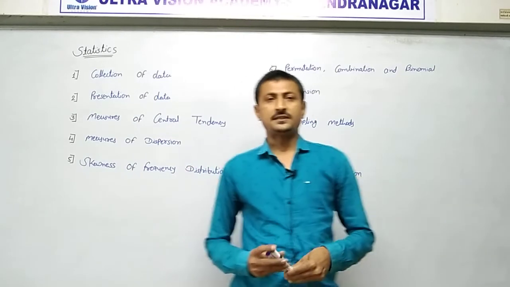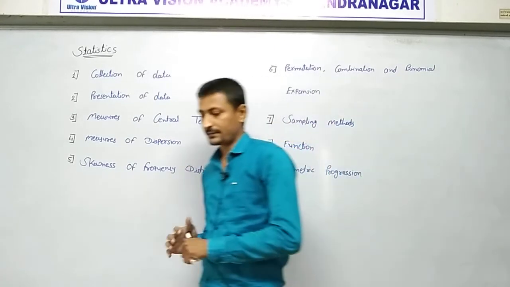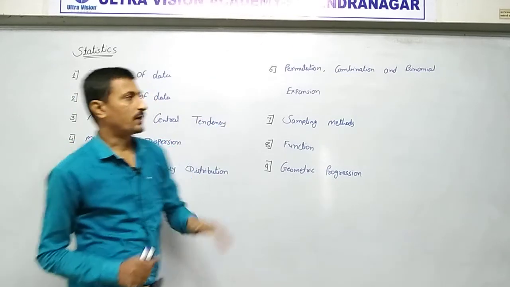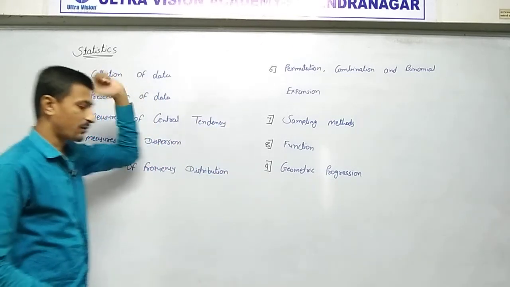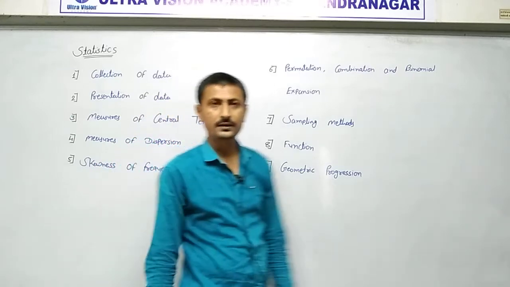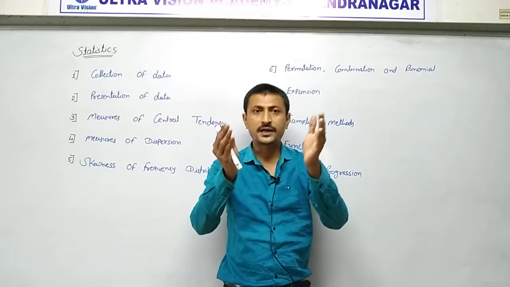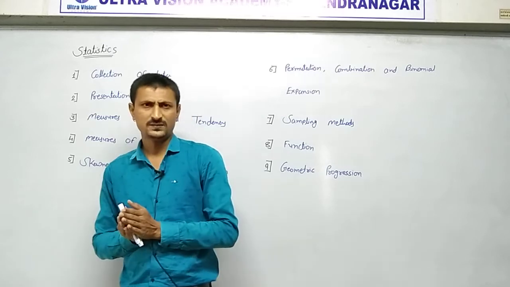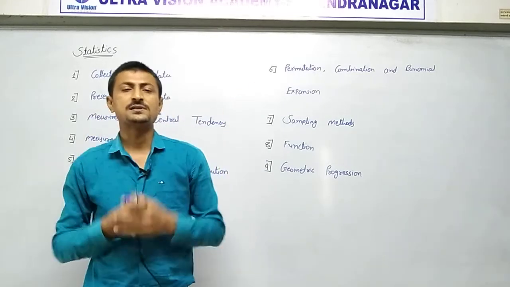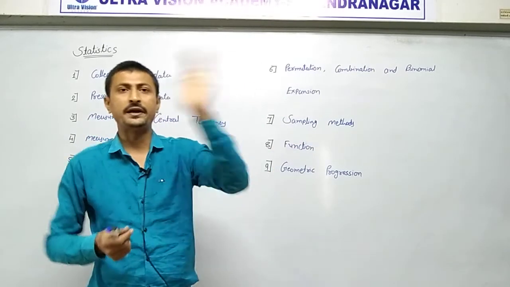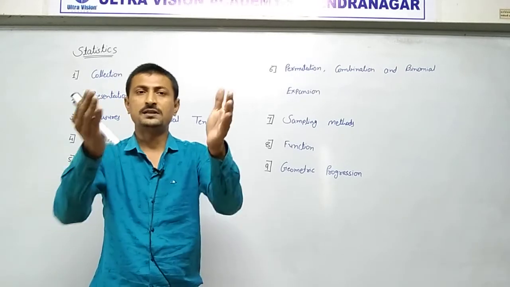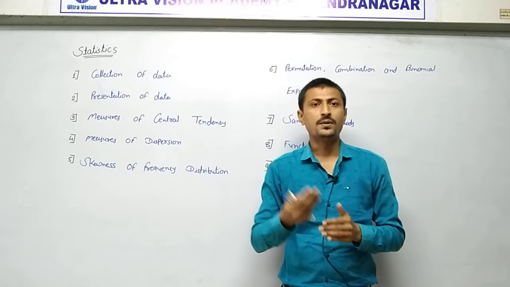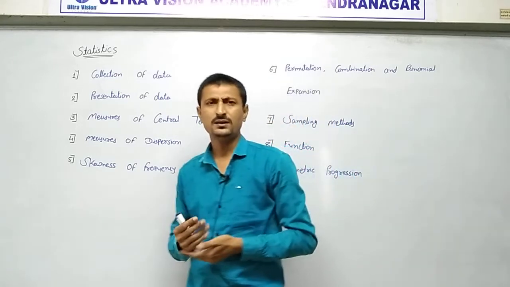In your subject statistics, there are a total of 9 chapters included in your syllabus. First is collection of data. Information is collected by different ways, different methods. Remember the different ways the information is collected: direct or indirect. For example, the different types of method: simple, stratified, whatever.